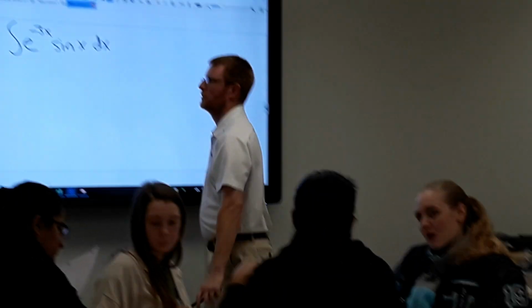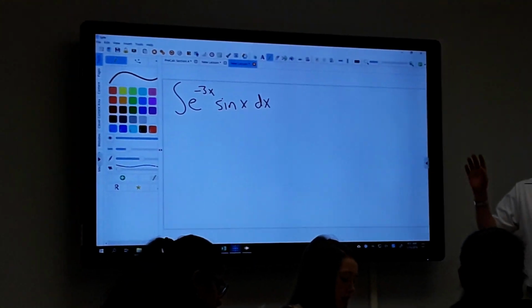All right, so not that I think it matters in this case, but what did you guys use as your f? I use negative 3x as your f, and sine of x as your g, right? All right, here we go.